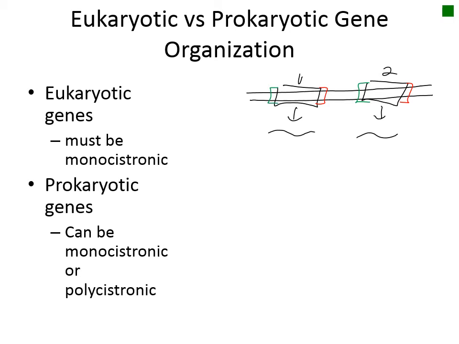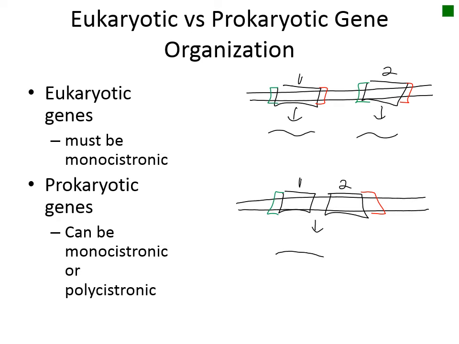This is different than prokaryotic genes, which can be polycistronic. Polycistronic means that there are multiple genes controlled by the same promoter and the same terminator. In this case, gene 1 and gene 2 only have one promoter and one terminator. So the messenger RNA transcribed contains the code for two separate genes. This can occur in prokaryotes because of their mechanism of translation initiation.